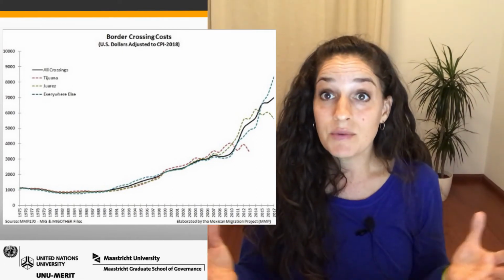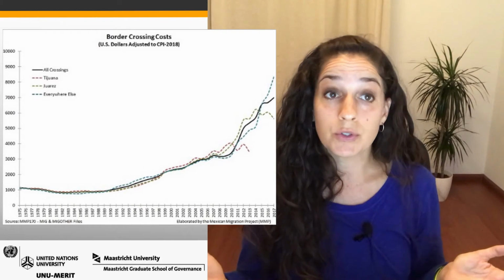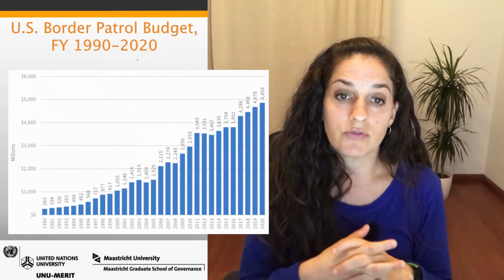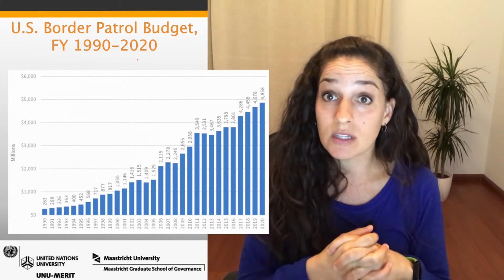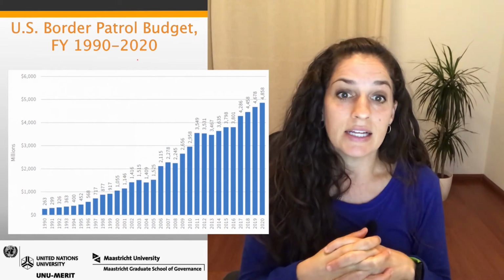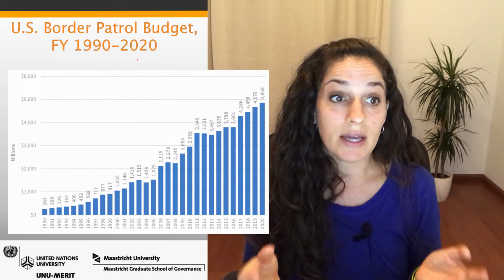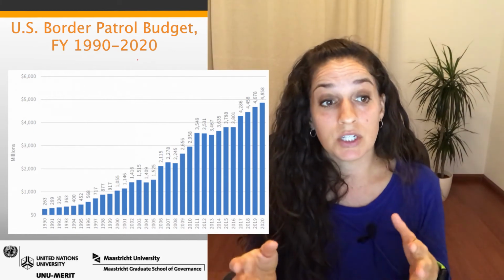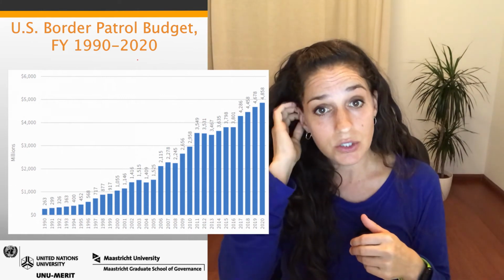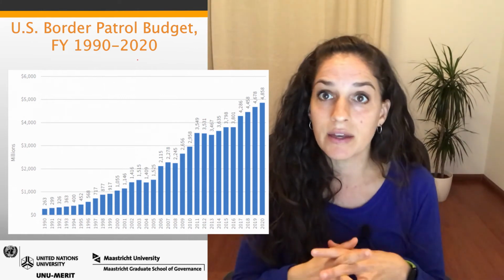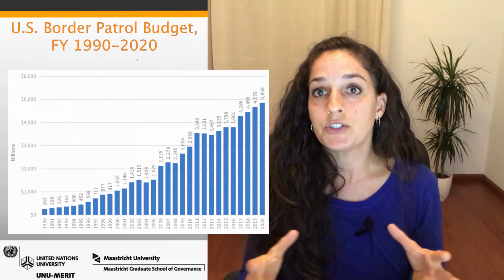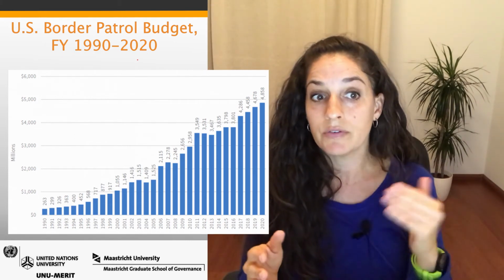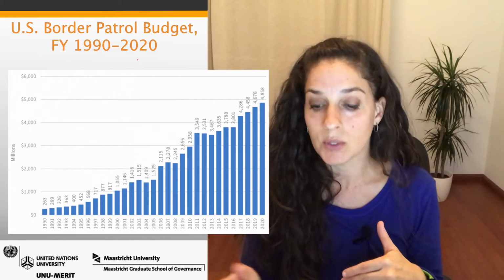At the same time, you can see the Border Patrol budget here in this graph, which is from the American Immigration Council. The numbers here are derived from the U.S. Border Patrol, particularly on the southwest border sectors. And you can see that the budget for the Border Patrol has increased dramatically from 1990 to 2020.